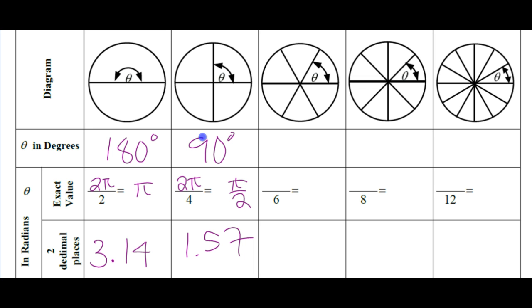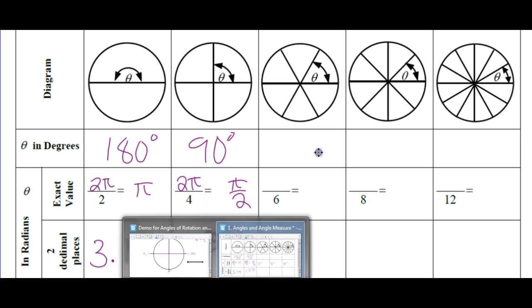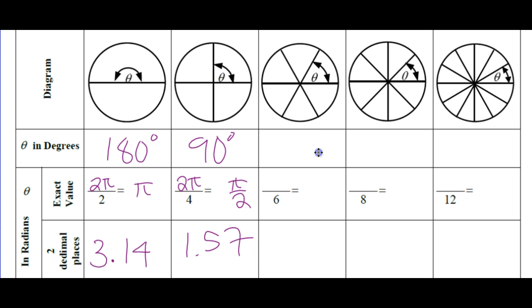Okay, what if we do 6 of these? Let's do this first. So theta in degrees. How many degrees? Okay, so it's 1, 2, 3. It's a third of 180, 60 degrees, right? Which is 2 pi over 6, which is pi over 3, which as a decimal is 1.05. Okay. Sorry.